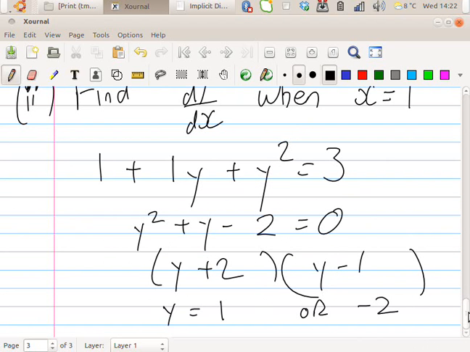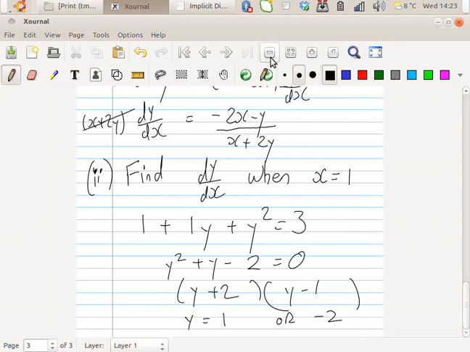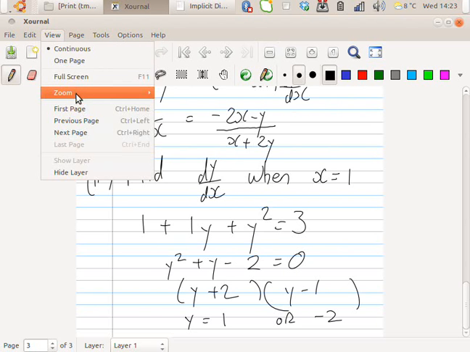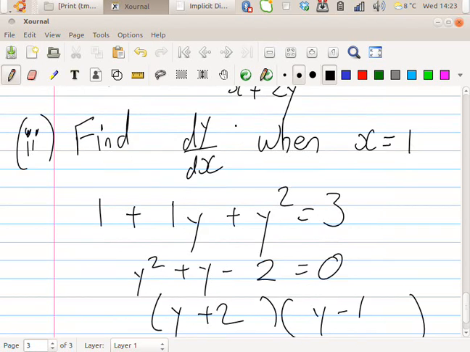What's happened? Zoomed. Uh-oh, I don't like the look of this. There we go.